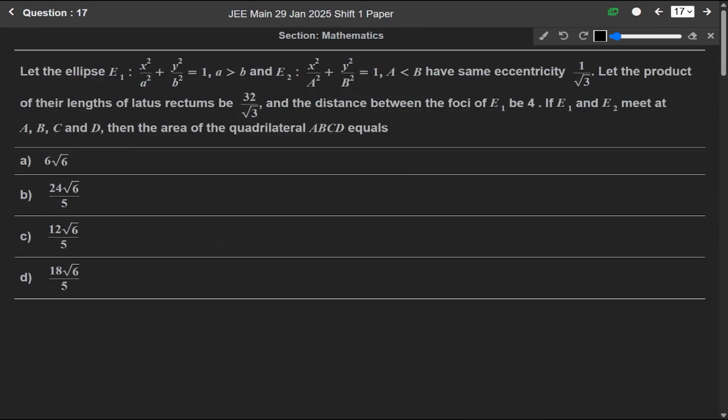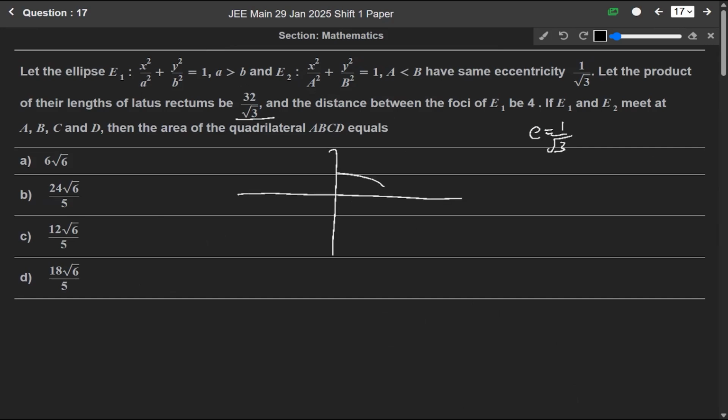Now question 17. Let the ellipse E1 be given by this and E2 be given by this. They have the same eccentricity. Eccentricity is given as 1 over root 3. Let the product of the lengths of latus rectum be this and the distance between the foci of E1 be 4. If E1 and E2 meet at A, B, C, D, we have to find the area of this quadrilateral. So something like this is given.